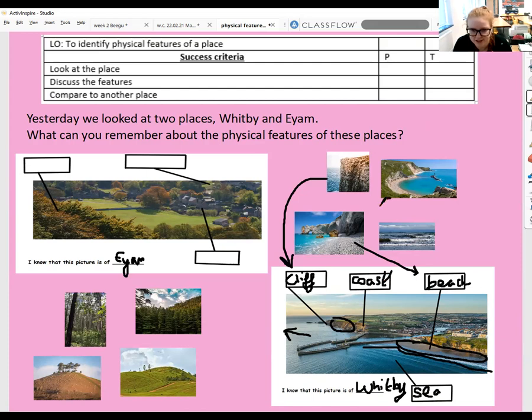Which I think this image is right here. So we've got the coast. Let's look up here. So what have we got going on in this picture? So in Eyam, what kinds of things do we see?